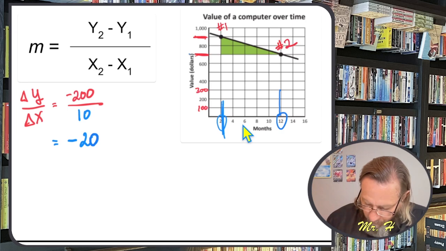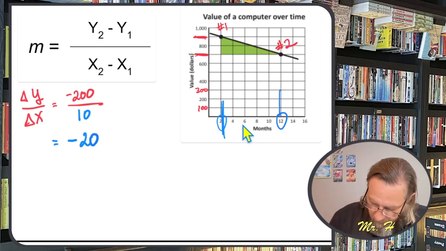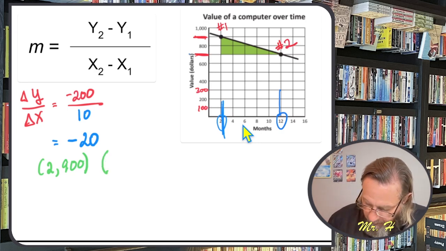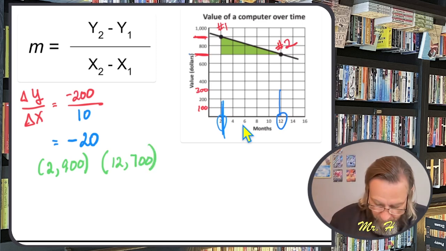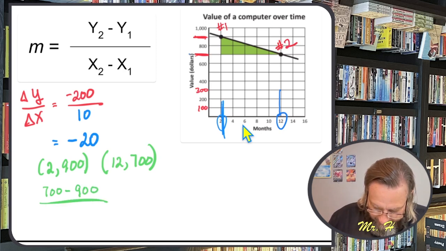All right. My point number 1, I need to identify the coordinates of that. So the coordinates of point 1 are going to be 2 and then 900. And the coordinates of point 2 are going to be 12, 700. Now I just plug those into my slope formula. Y of the second point, 700, minus y of the first point, 900, divided by x of the second point minus x of the first point.